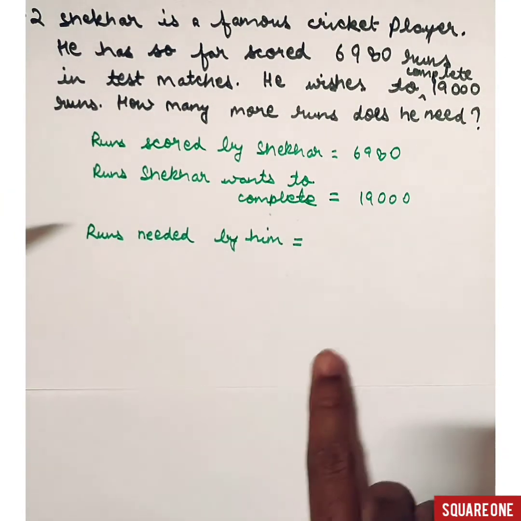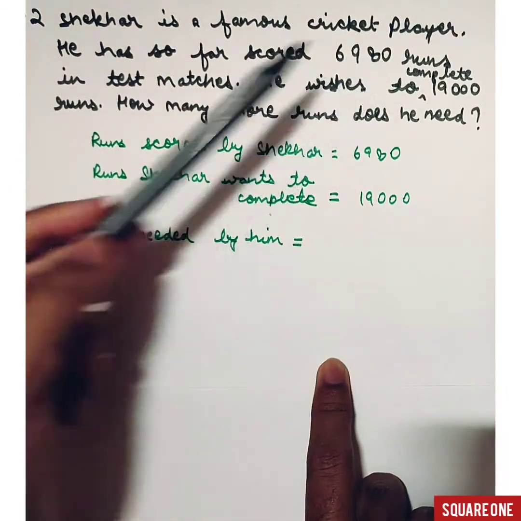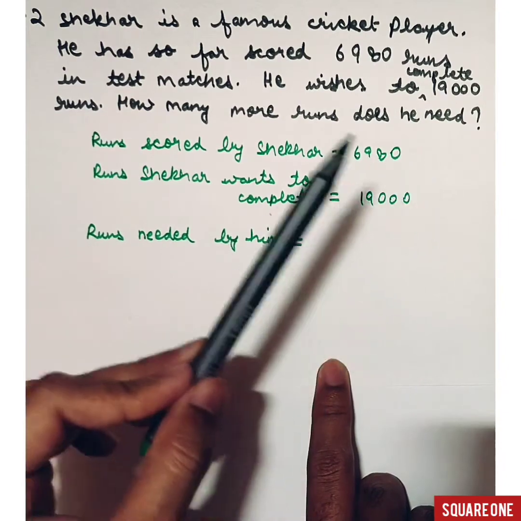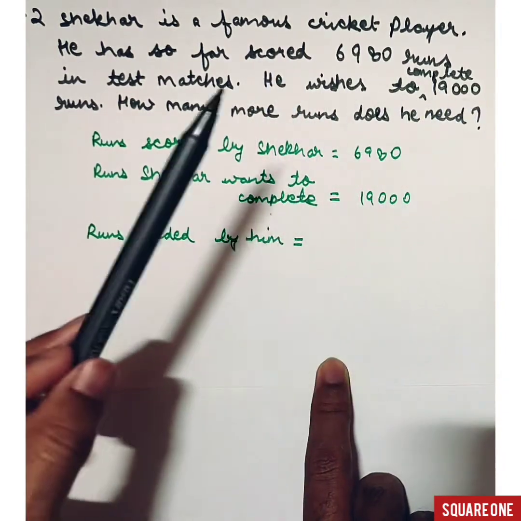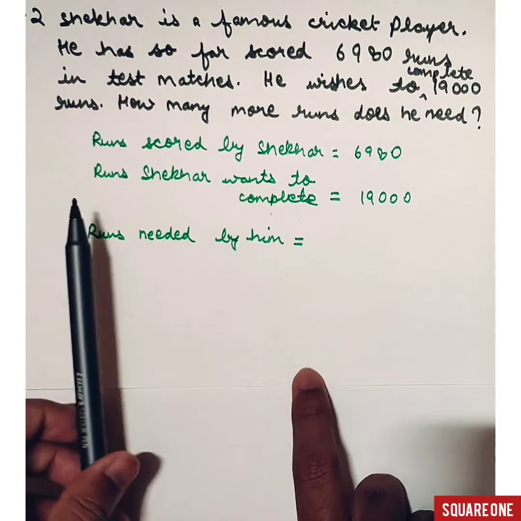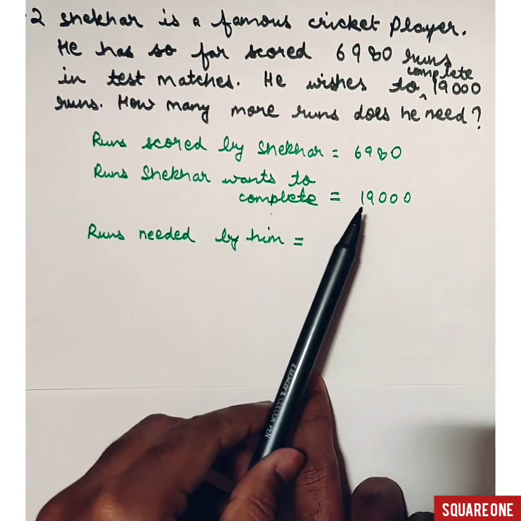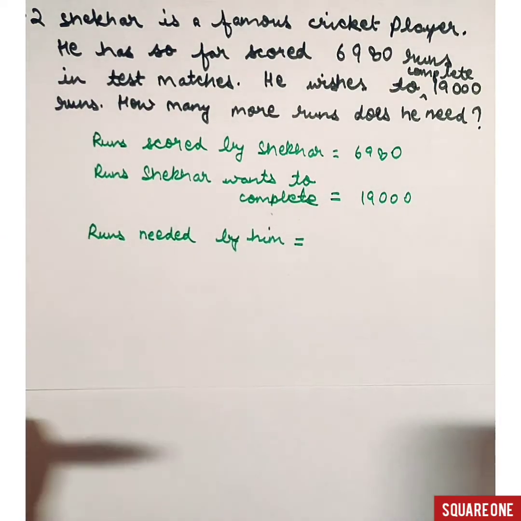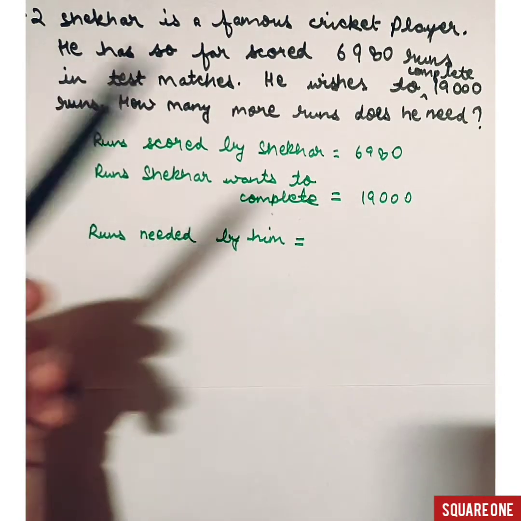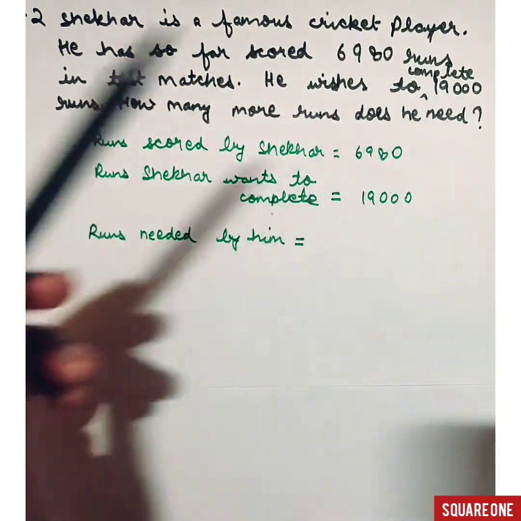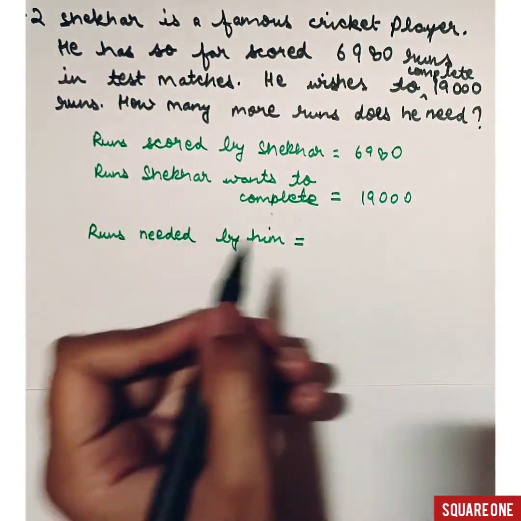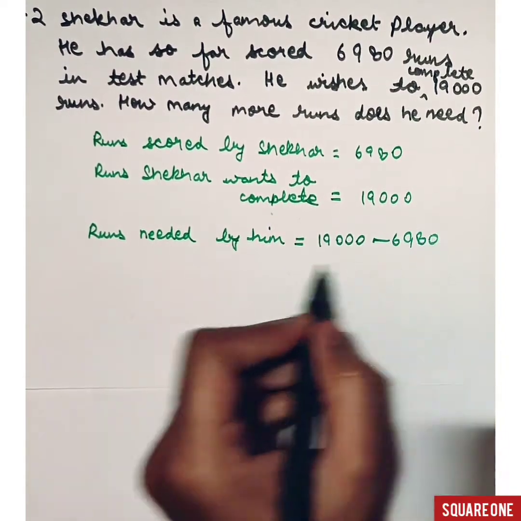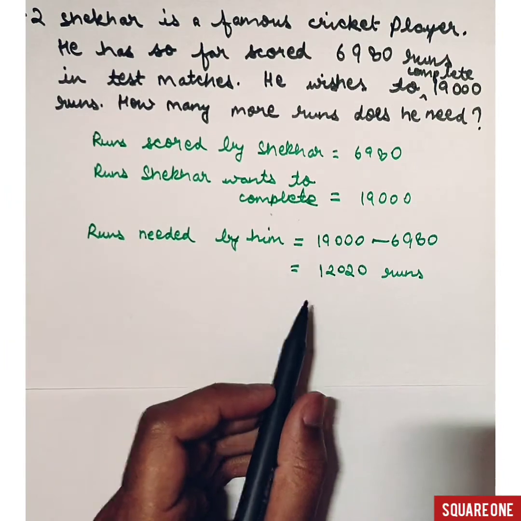Now we see that Shekhar has scored 6980 runs. That means I have written runs scored by Shekhar is equal to 6980. He wishes to complete 19,000 runs. So I have written runs Shekhar wants to complete is equal to 19,000. How many more runs does he need? So to find out how many more runs he needs, we have to find out the difference between these numbers. That is, runs needed by him will be 19,000 minus 6,980, which will be 12,020.